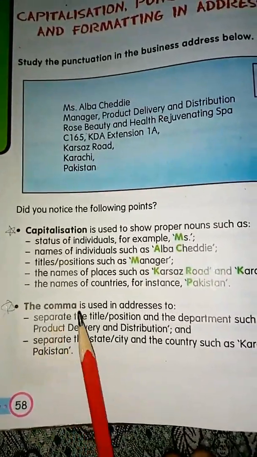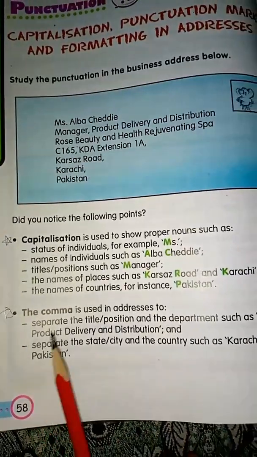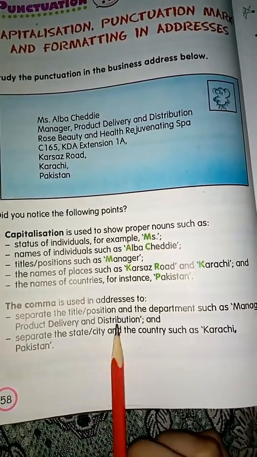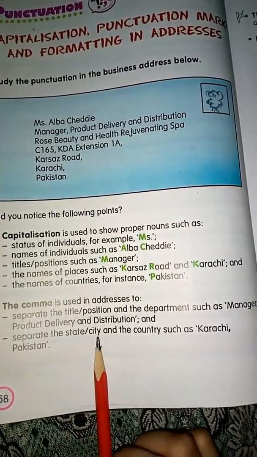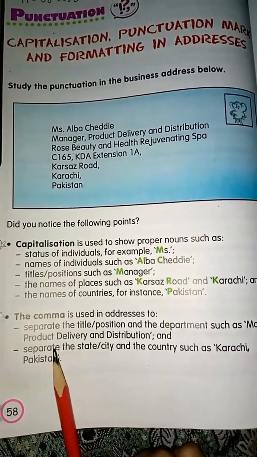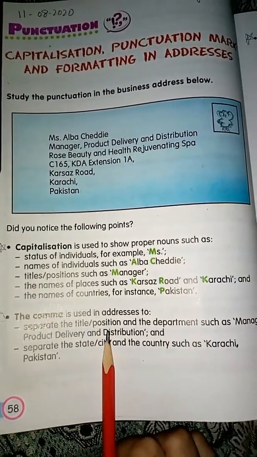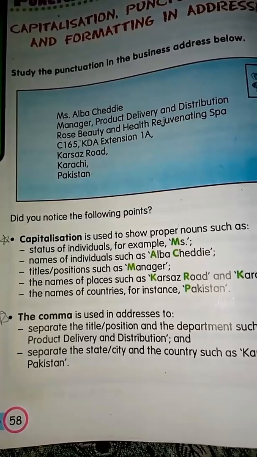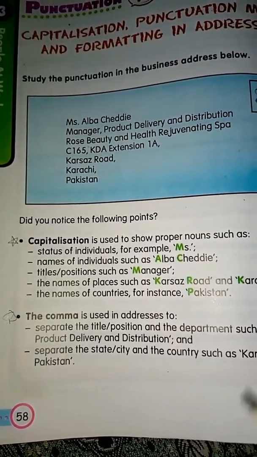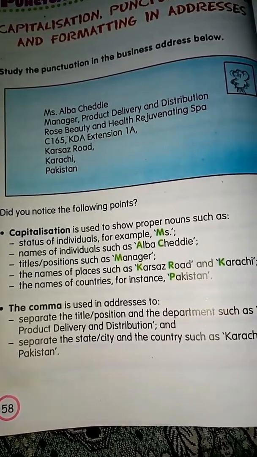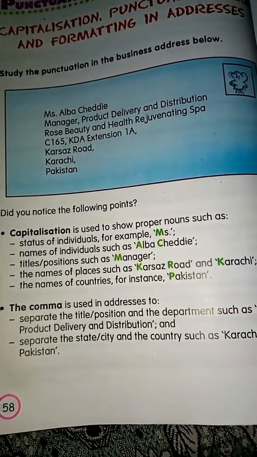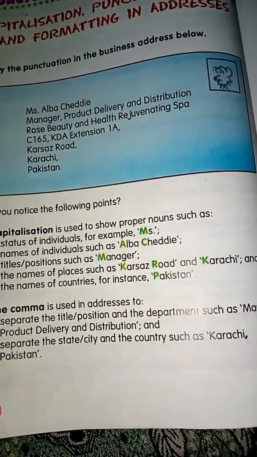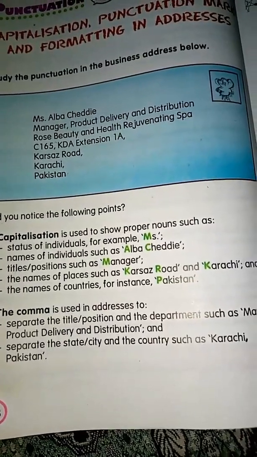Then the comma is used in addresses to separate the title, position and the department, such as manager, product delivery and distribution, and to separate the state, city and the country, such as Karachi, Pakistan. We have used it for these two or three purposes. We have used a comma to separate the title or the position of a person in that company, and to separate the name of a state, city and country, for example Karachi, then comma, and then Pakistan.